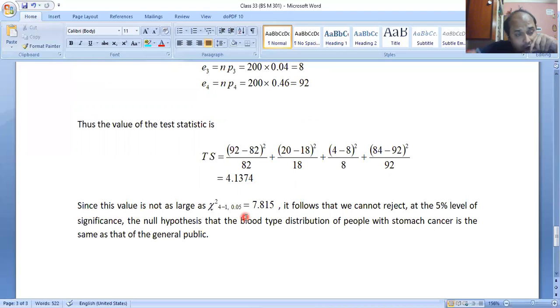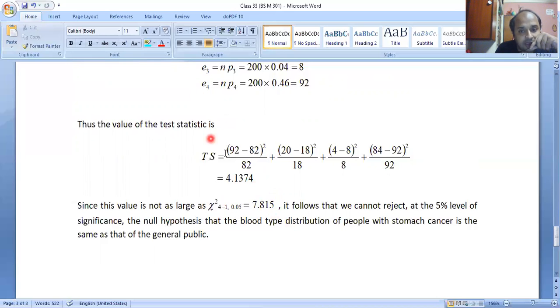See, in how many parts has the sample been divided? Into 4 parts. So my value of k is 4. The degree of freedom will be 1 less than that, and that will be 3. Chi-square has its own statistical table. I have already shared the statistical table in the Google Classroom. You can find it from there. And there you find that corresponding to the degree of freedom 3 and level of significance alpha, which is 0.05, that is 5% level of significance, the tabulated value is 7.815.